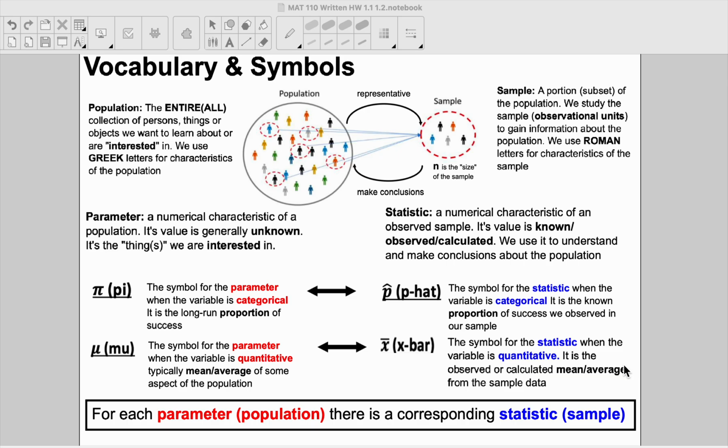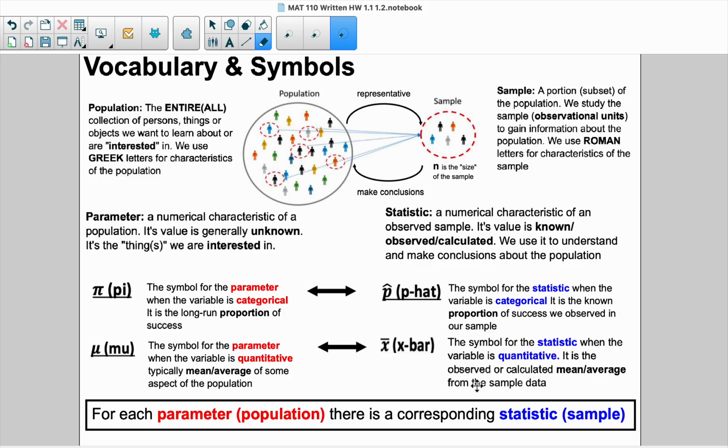Hello everyone, I'm just going to go through a quick summary of some of the key concepts in Unit 1, Section 1.1, 1.2. And we're going to start with the vocabulary and symbols, but I'm going to try to put it into context with why these are important, and we need a strong foundation here for the rest of the class.